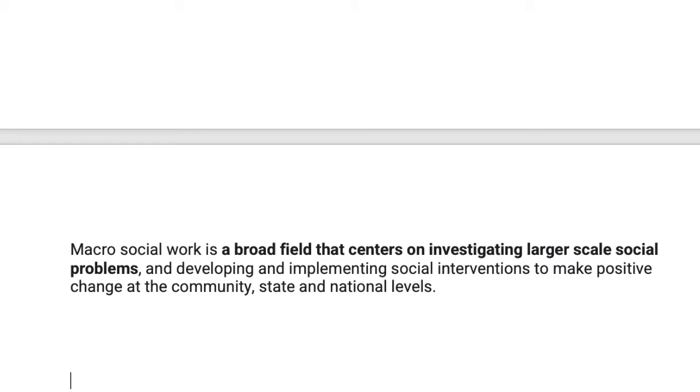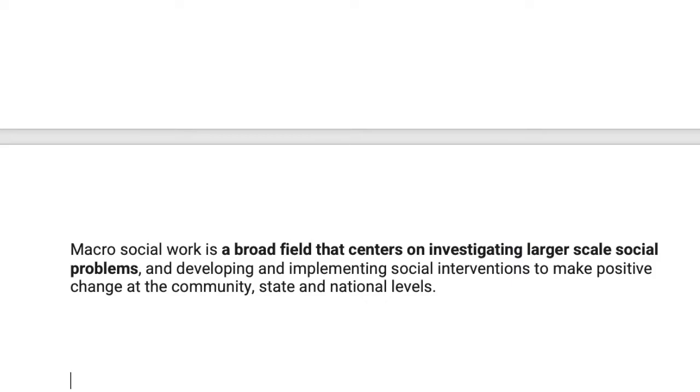I think it's really important to first define macro social work, because as you saw earlier, there are 3 subpopulations that really fall under that macro social work umbrella. I found this definition of macro social work. Just read along. It's a broad field that centers on investigating larger scale social problems and developing and implementing social interventions to make positive change at the community, state, and national levels.